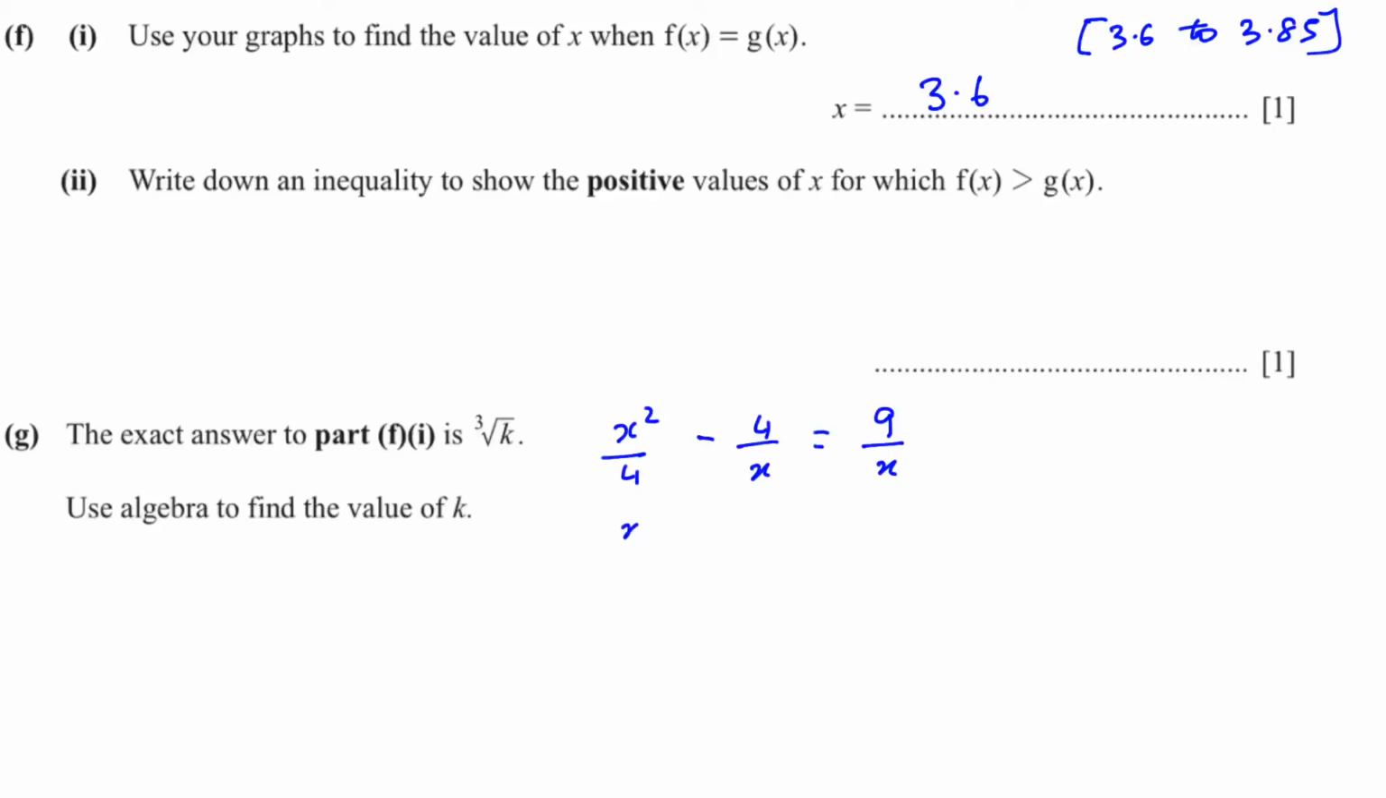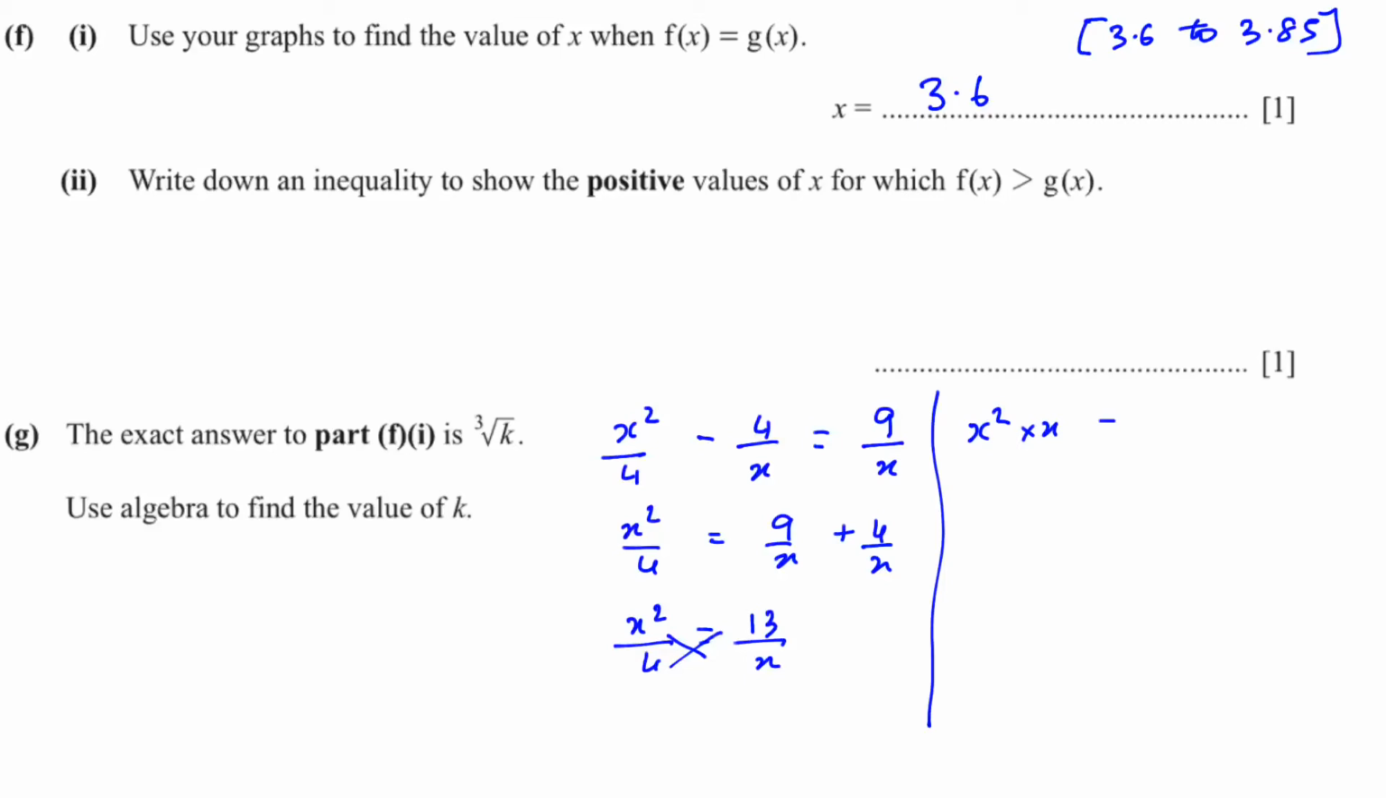We'll bring it over: x squared over 4 is equal to 9 over x plus 4 over x. Because the denominators are the same, I brought it to one side, it is equal to 13 over x. Cross multiply. X squared multiplied by x is equal to 13 multiplied by 4. So x cubed is equal to 52. Therefore, x is equal to the cube root of 52. So k is 52.